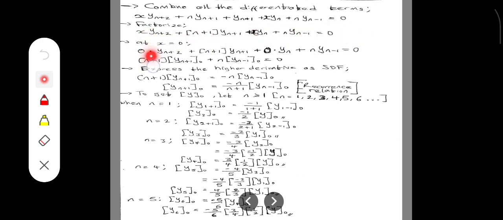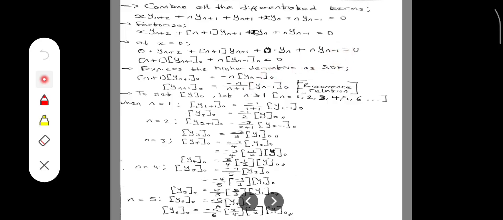Now we substitute s equals 0 to get our recurrence relation. So any factor that has s eventually cancels out. This first term cancels out, the third term also cancels out, so we will be left with n plus 1 multiplied by y subscript n plus 1 of 0. Remember why we write it as of 0. Now plus n multiplied by y subscript n minus 1 of 0 equals 0.